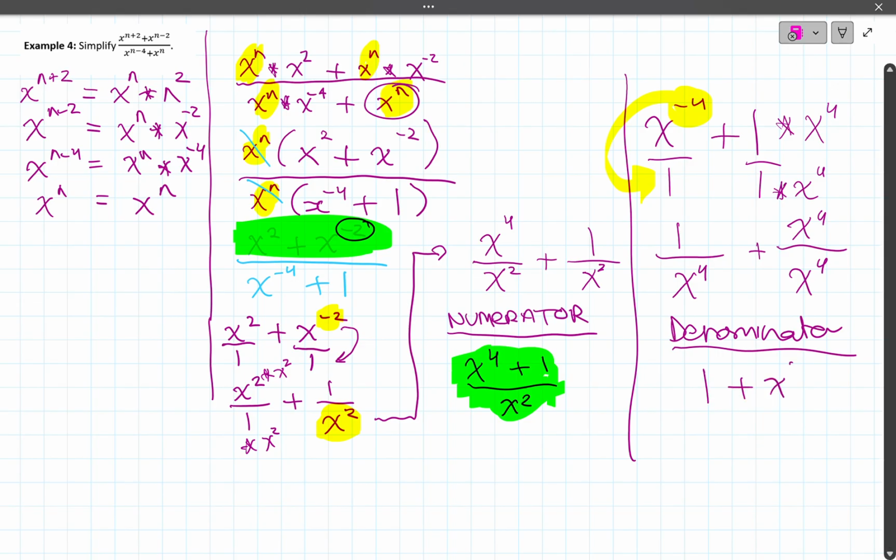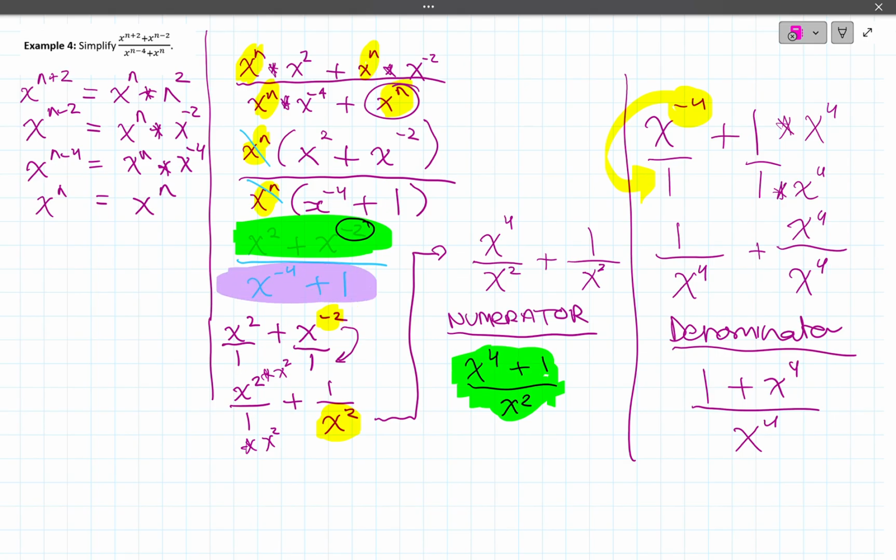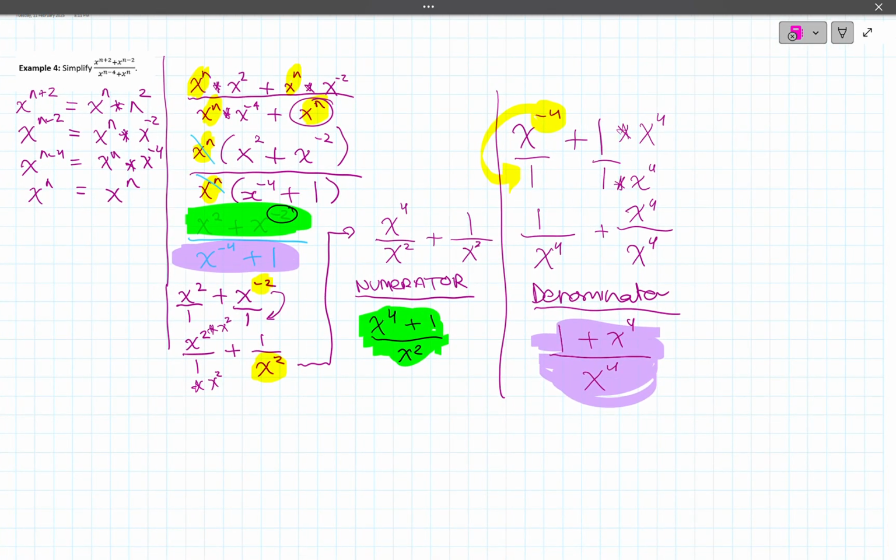And now my denominator can be written as 1 plus x to the power of 4 over x to the power of 4. So we've now got the numerator and the denominator. So let's see what we can do with that. Probably shouldn't have written in blue, but hopefully you can still see that. So this is our denominator here.